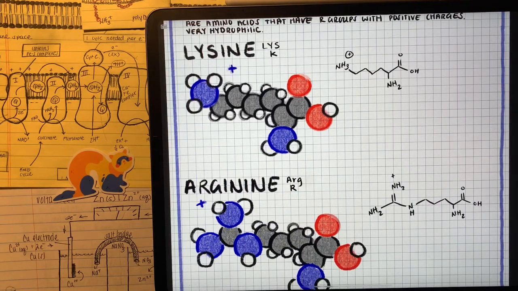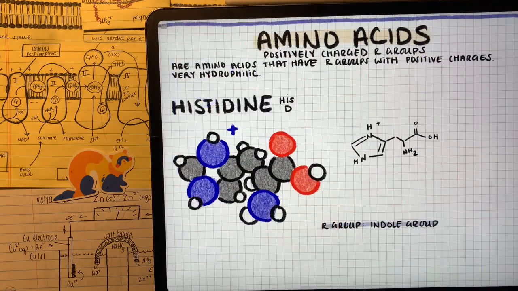To couple with the negatively charged ones, we have positively charged amino acids. So we have 3 of them, and here are the first 2. We have lysine, arginine, and lastly, we have histidine. Now, the interesting thing about histidine is that a lot of enzymes that we've looked at before for glycolysis and gluconeogenesis use histidine residues in their active sites.